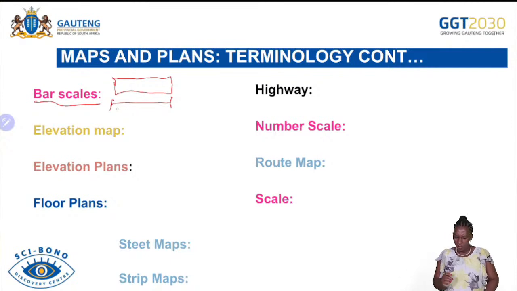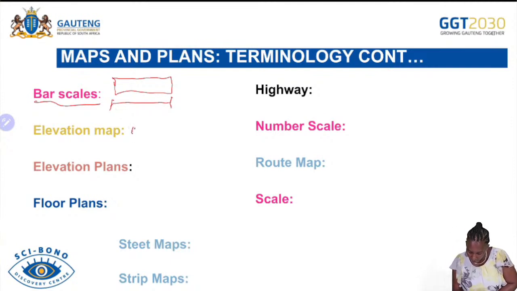Elevation map. What is an elevation map? Remember, boys and girls, with the maps, you'll be given different types of maps that you know, but the elevation map, we say an elevation map is information about the profile. So meaning it is information about a profile.